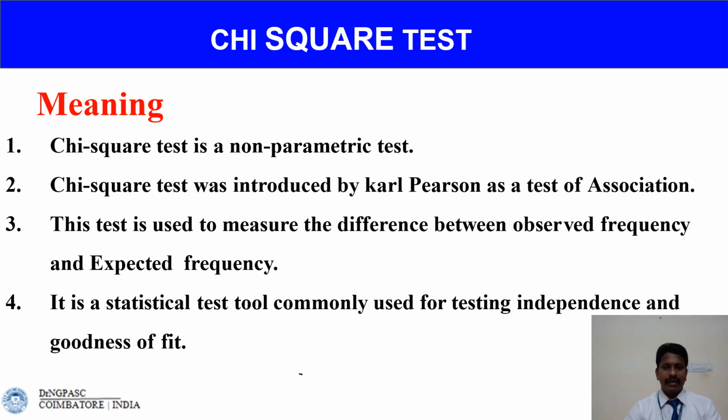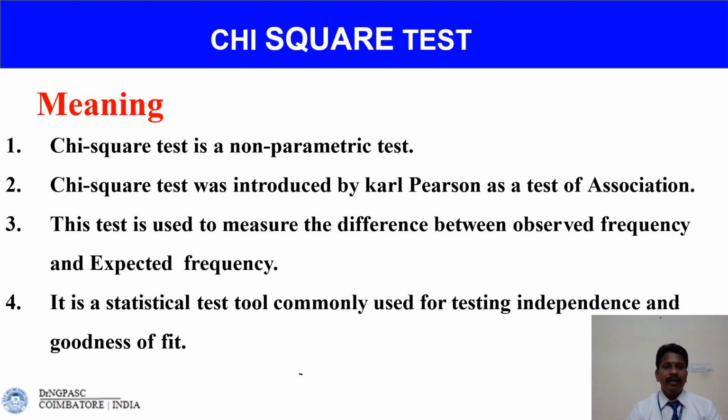Meaning of chi-square test. First one, chi-square test is a non-parametric test because no parameter is contained in the chi-square test. By using the formula, chi-square equals summation of observed frequency minus expected frequency whole square divided by expected frequency, only two frequencies, observed and expected frequency, are used. No parameter is contained in the formula. So, chi-square test is a non-parametric test.